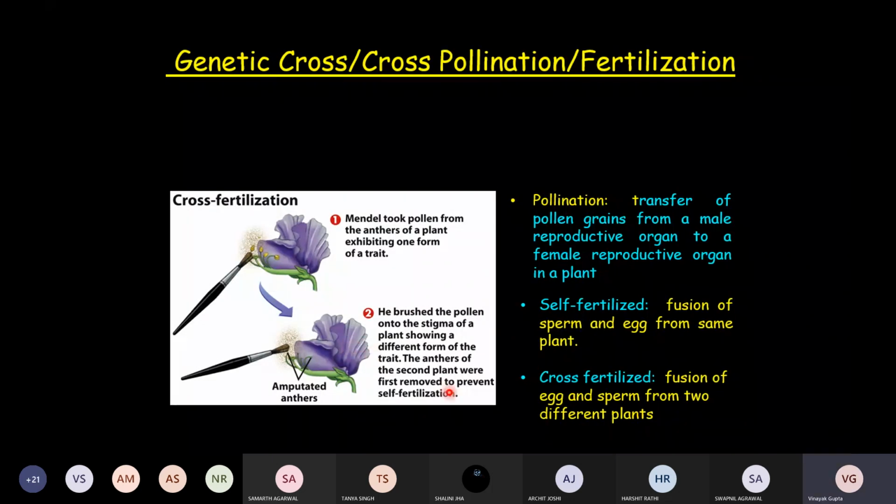But before that, and this last statement is very important, the anthers of the second plant were first removed to prevent self-fertilization. Otherwise, because this plant also consists of anthers, it will have pollen grains. So he used to remove those pollen grains. Otherwise, self-fertilization can also happen here. So there is no chance that self-fertilization is going to happen. Whatever progeny you get from this genetic cross is going to be due to cross-fertilization. Any doubt here so far in this procedure?